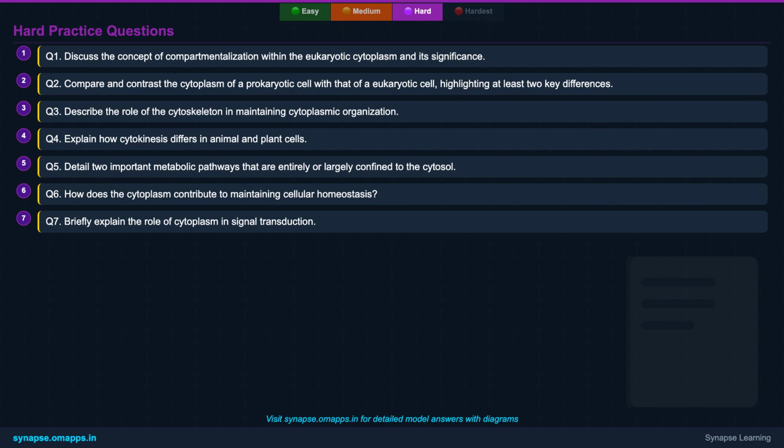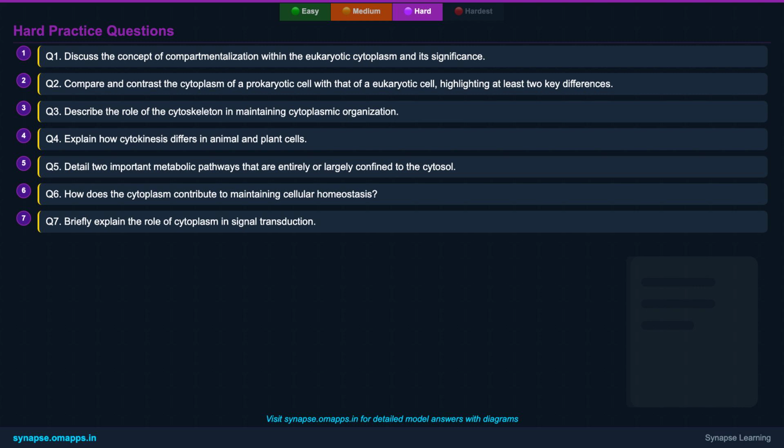Question 1. Discuss the concept of compartmentalization within the eukaryotic cytoplasm and its significance. Question 2. Compare and contrast the cytoplasm of a prokaryotic cell with that of a eukaryotic cell, highlighting at least 2 key differences. Question 3. Describe the role of the cytoskeleton in maintaining cytoplasmic organization.